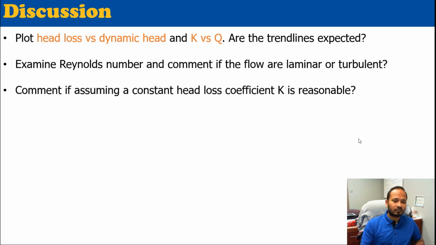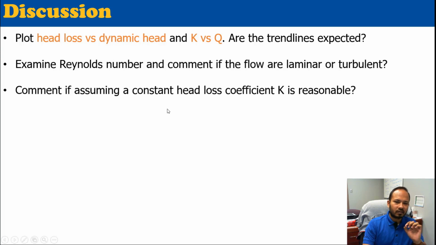In the discussion, we have to plot the head loss for both tests with dynamic head. Remember, for the second data collection, across the gate valve, your head loss will be in bar, but you have to convert it into the equivalent in meter. Then you have to plot the K, the coefficient for each of those, with respect to Q. And you have to discuss whether the trend lines you see are expected or not.